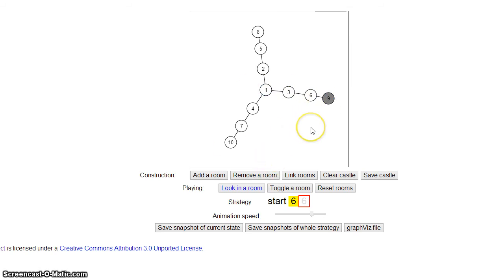So we've exhausted all the possible options, so this graph is unsolvable. I hope that clears things up.